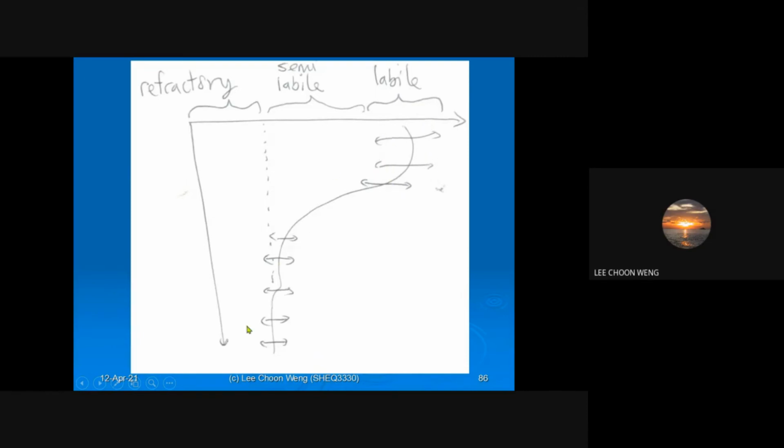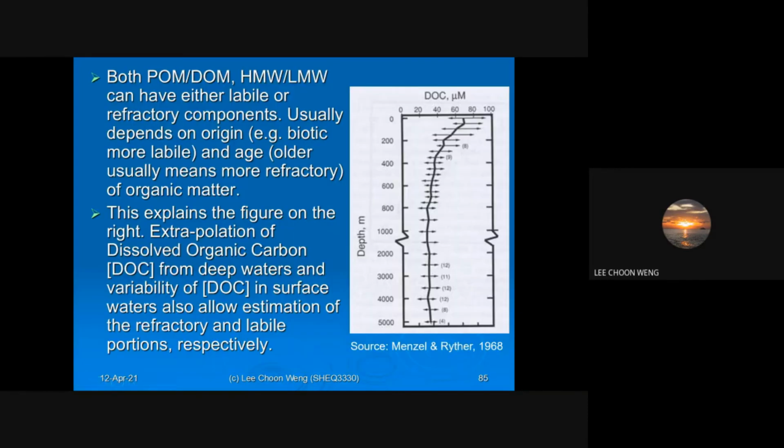So when they looked at the deeper waters up to 5,000 meters deep, they said it doesn't change much anymore. So they concluded that these are your refractory portion, because they are no longer changing. They extrapolated it all the way up here to show that these are the refractory portion. So if this is the labile portion, this is the refractory portion, and this they term semi-labile. So that's how Menzel and Ryther were able to categorize the different types of DOC within a water column.